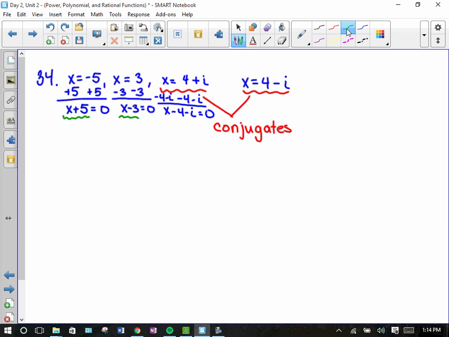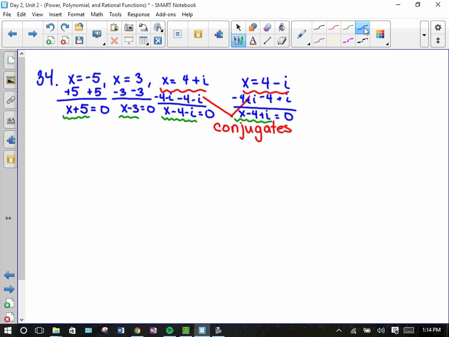This is one of my factors. Finally, I have a positive 4 and a negative i, so I'm going to subtract 4 and add i, and x minus 4 plus i equals 0. That is my final factor. So I have those 4 factors. I have 4 factors because I have 4 zeros. That tells me it's a 4th degree polynomial.